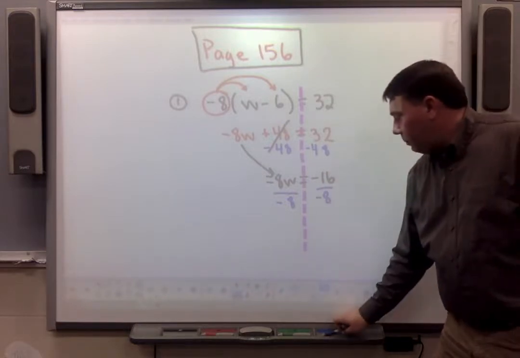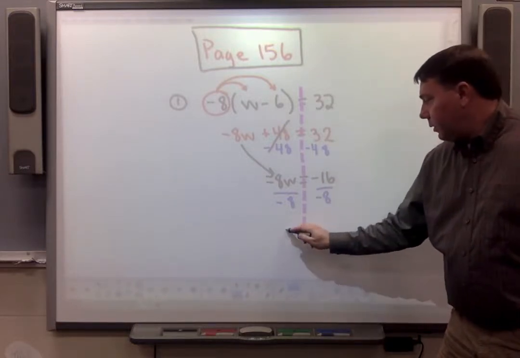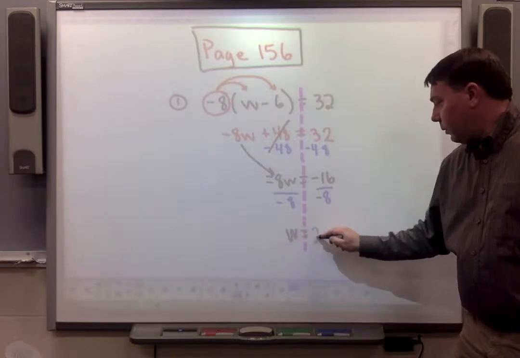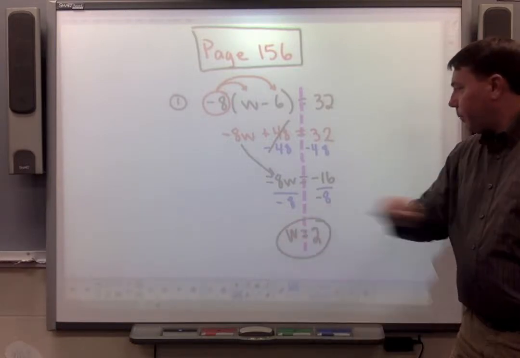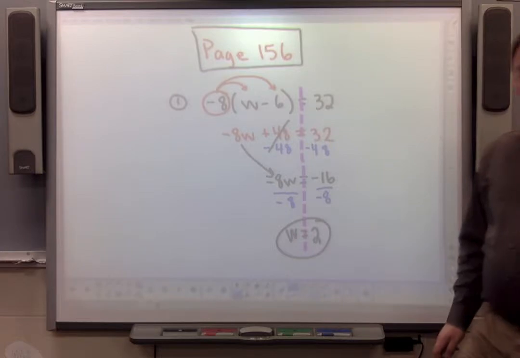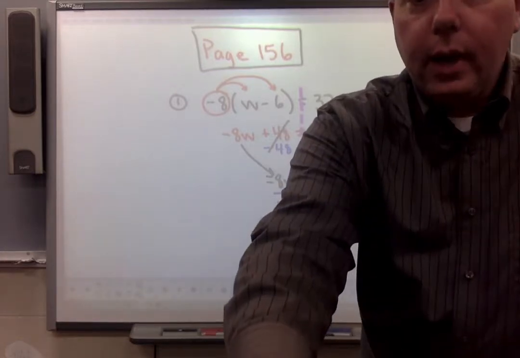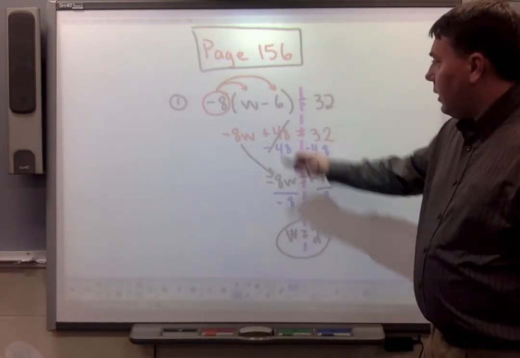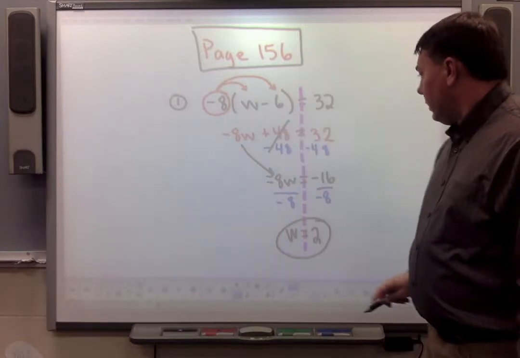And a negative divided by a negative will be a positive. So your answer is positive 2. W equals 2. So just again, real quick, to walk through this, we have a couple different things going on here. You have negative 8 being distributed.